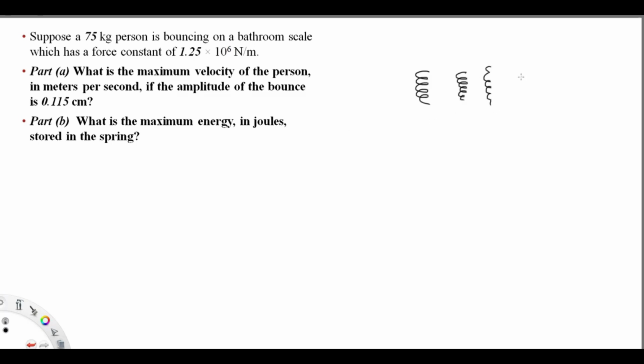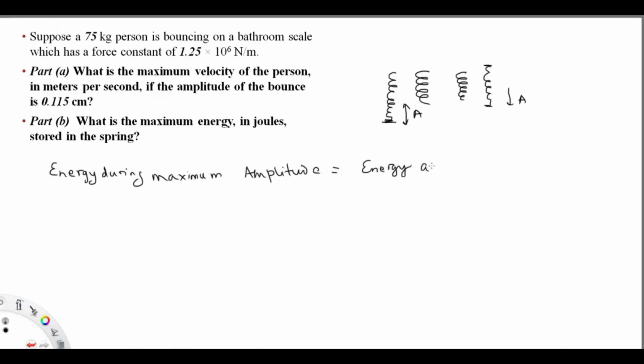So when the spring is at the maximum displacement position, its displacement would be the amplitude. Okay, so that's the equilibrium. So it's stretched, it goes up to here. So this is the amplitude, the maximum displacement. And its energy during maximum amplitude would be equal to energy at any other instant. Again, like I said before, no matter where the spring is or what the configuration of the spring is, its total energy is always the same because energy is conserved.